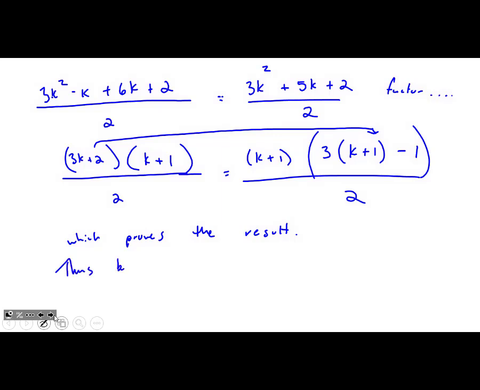Thus, by induction, 1 plus 4 plus 7 all the way out to 3n minus 2 is equal to n times 3n minus 1 over 2.